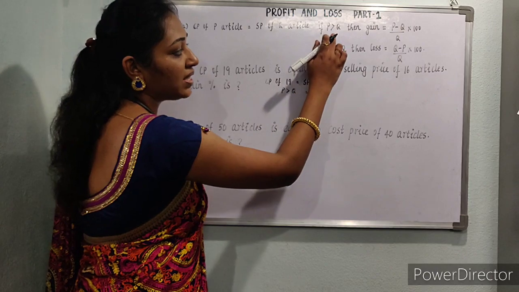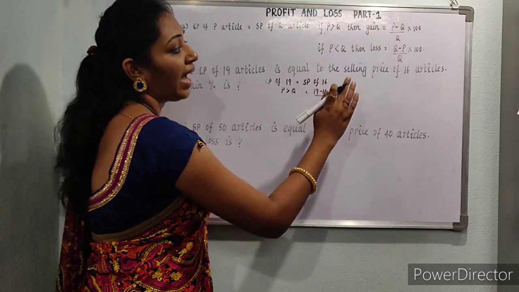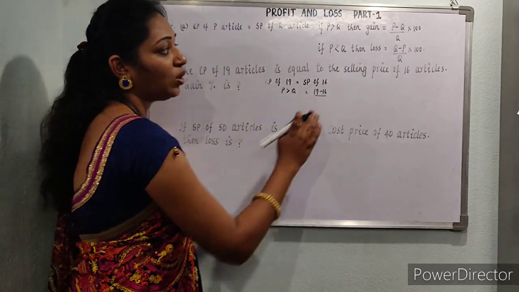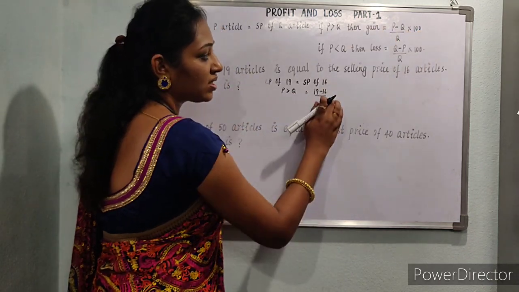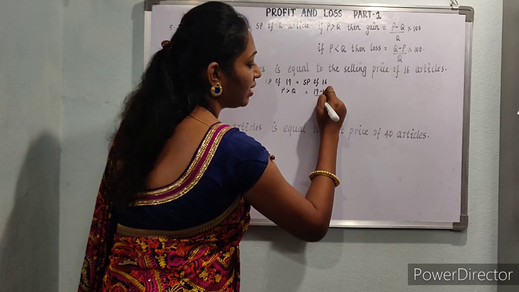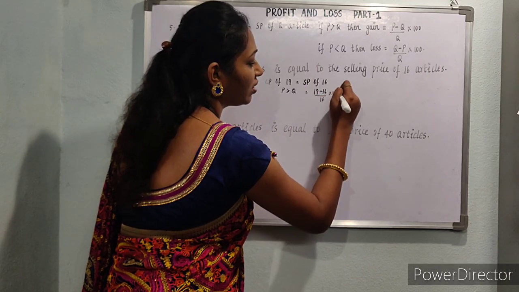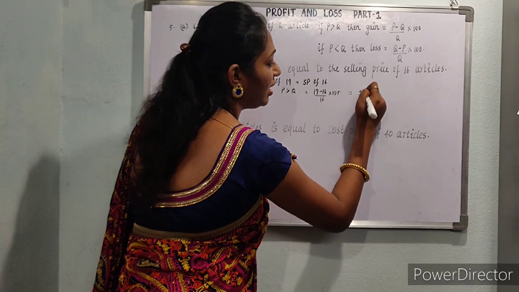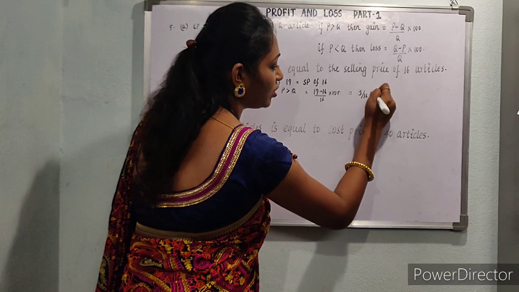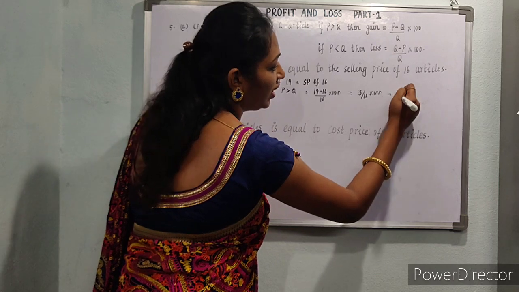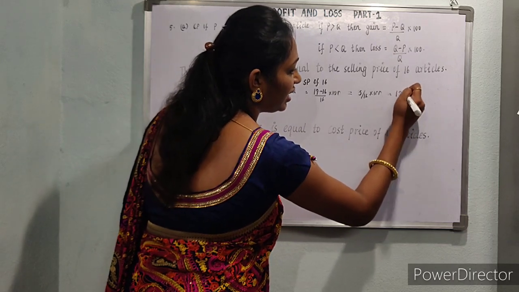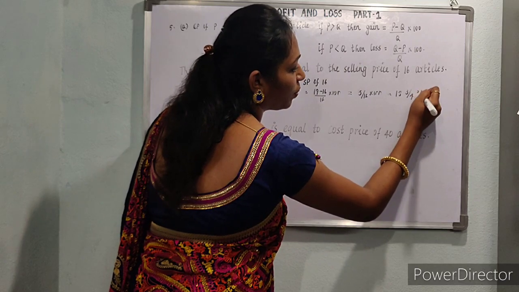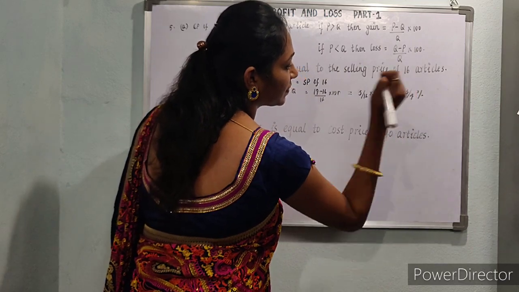So if the value of P is greater than Q, then we'll have a gain, and the gain percentage is given by P minus Q divided by Q into 100. Now substitute the values. Value of P is 19, Q is 16, so 19 minus 16 divided by 16 into 100. So we'll have the answer as 3 divided by 16 into 100. So when you solve it, you will get 18 3/4 percent gain.